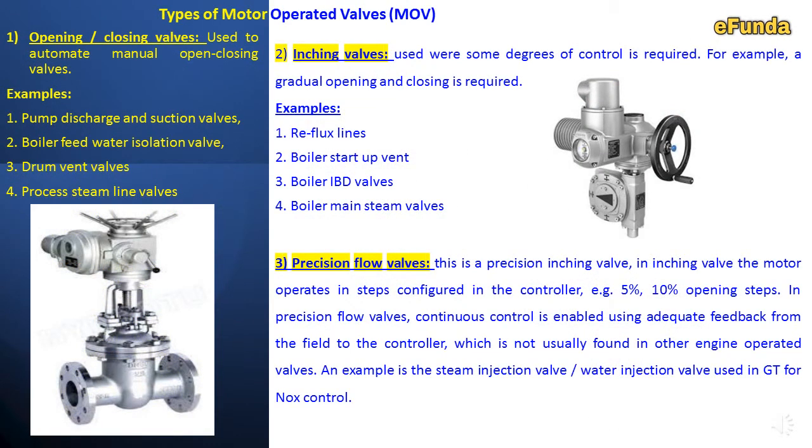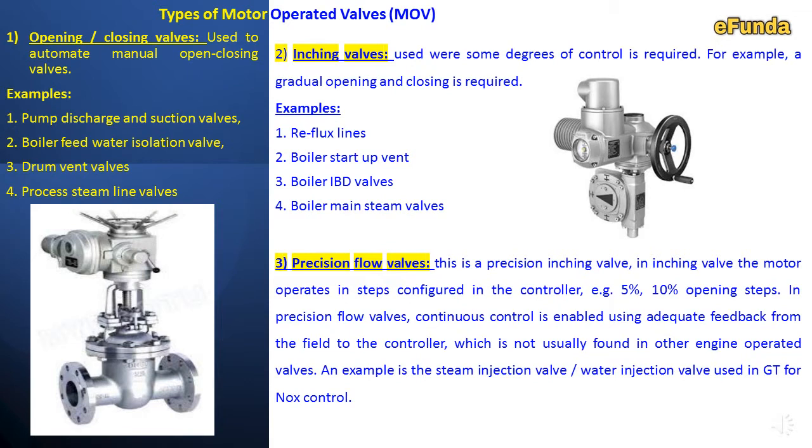Types of motor operated valves: opening closing valves, inching valves, precision flow valves. Opening and closing valves are used to automate manual opening and closing valves. Some of the examples are pump discharge and suction valves, boiler feed water isolation valves, drum vent valves, process steam line valves. Actuated type valve you can see in the picture.